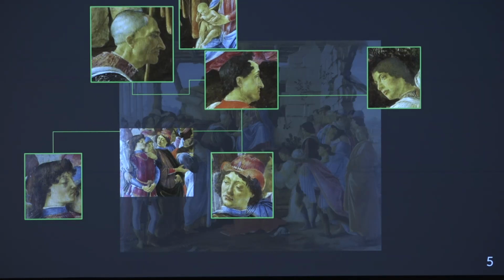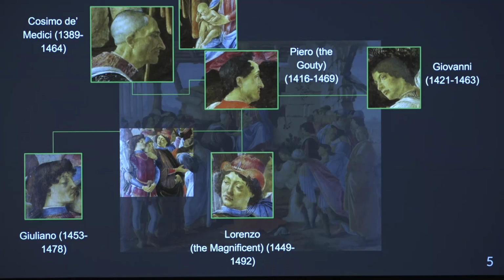When you look at the disposition, the pagination of this image, you see that all these characters, the ones that I highlighted, they're like related. There's a hierarchy between these five people. The reason for that is because they're members of the same family.